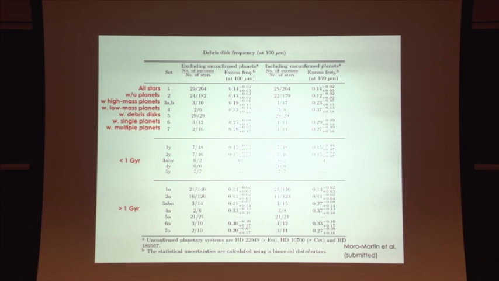Then I look at these frequencies within these different sets. What was this frequency in all the sample? Then I have a sample of stars with no known planets, a high mass planet sample, a low mass planet sample, and a debris sample, and then a single planet sample and a multiple planet sample. I compare these frequencies among all of these. Yeah, this is radial velocity observations, mainly. Almost all of them, yes.